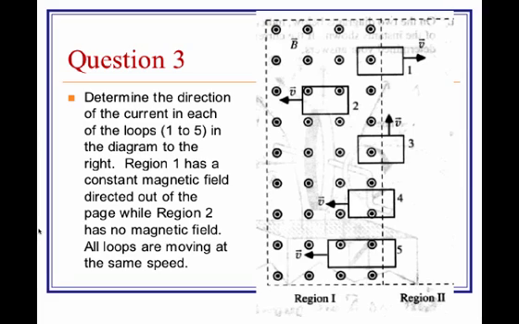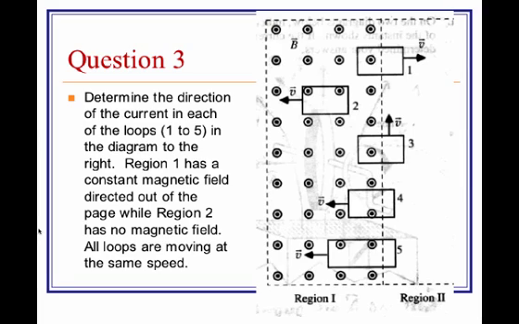All right, final question. Question number 3. Determine the direction of the current in each of the loops, 1, 2, 3, 4, 5, in the diagram to the right. Number 1's at the top, number 5's at the bottom. Number 5 is the only one with a different size area. But just keep that in mind.